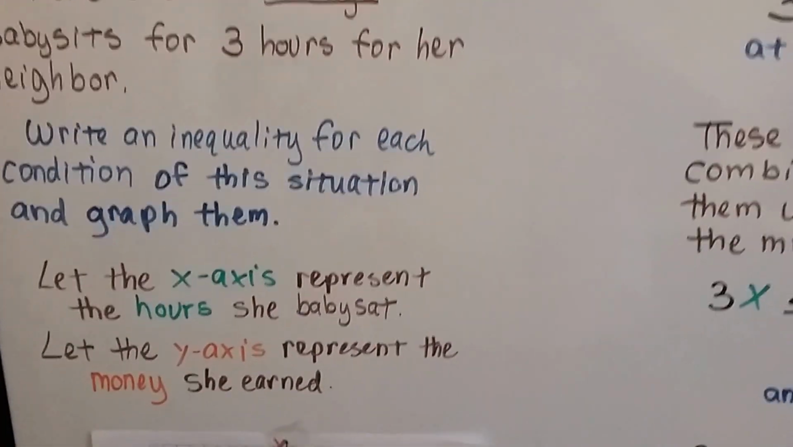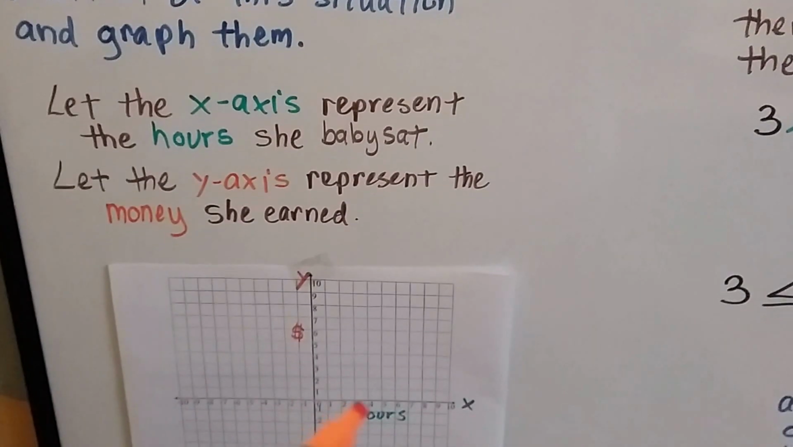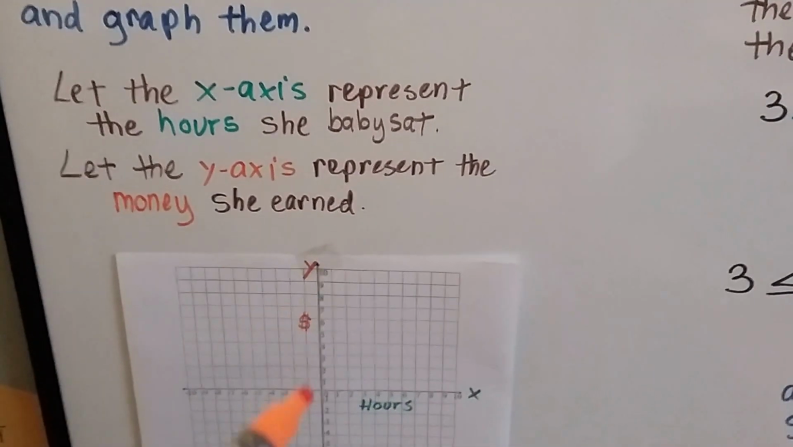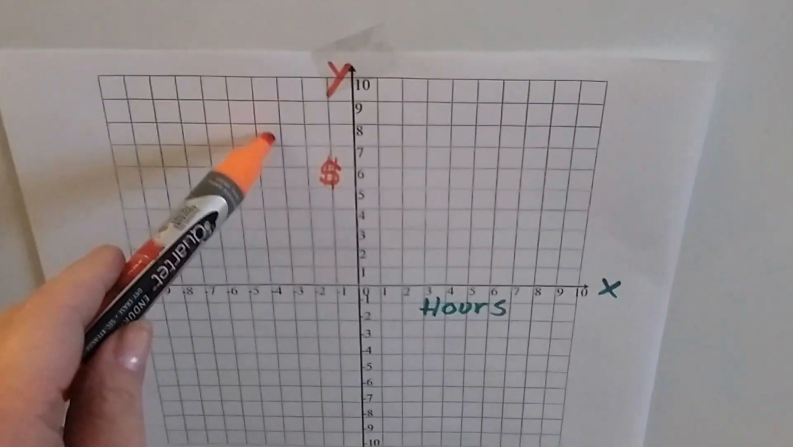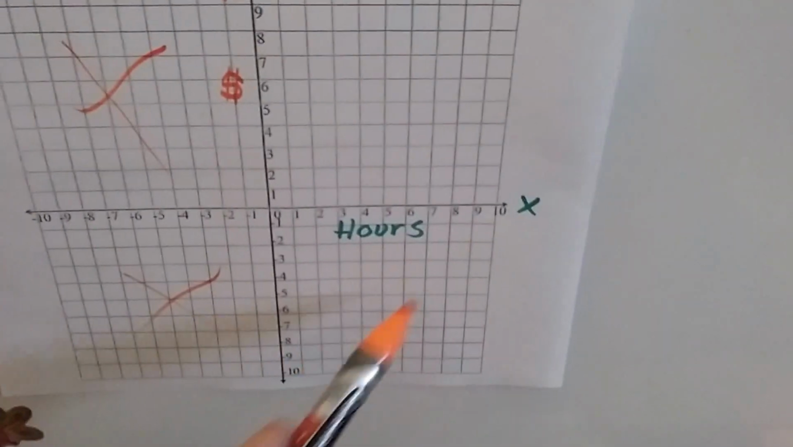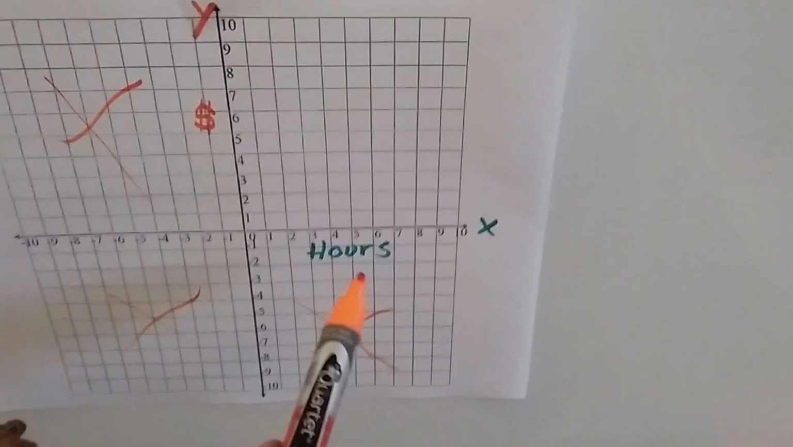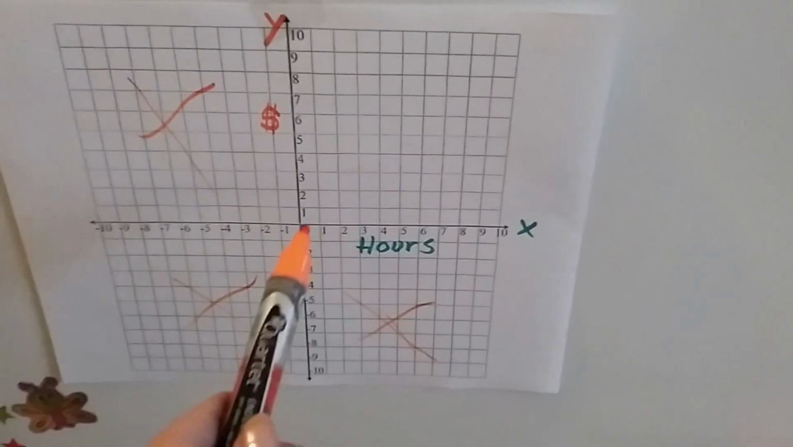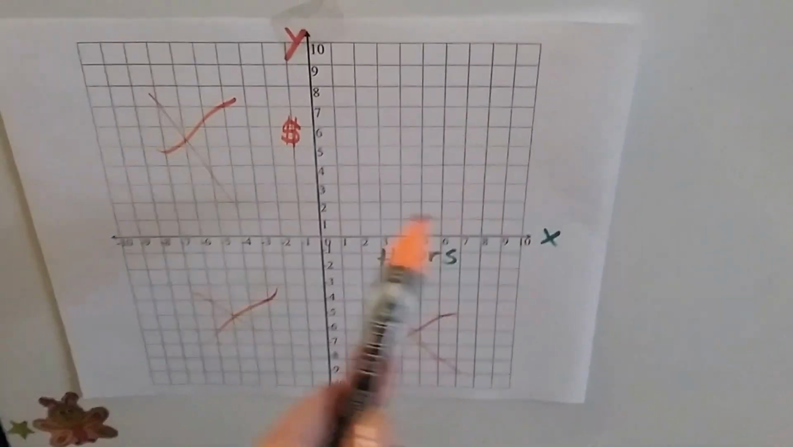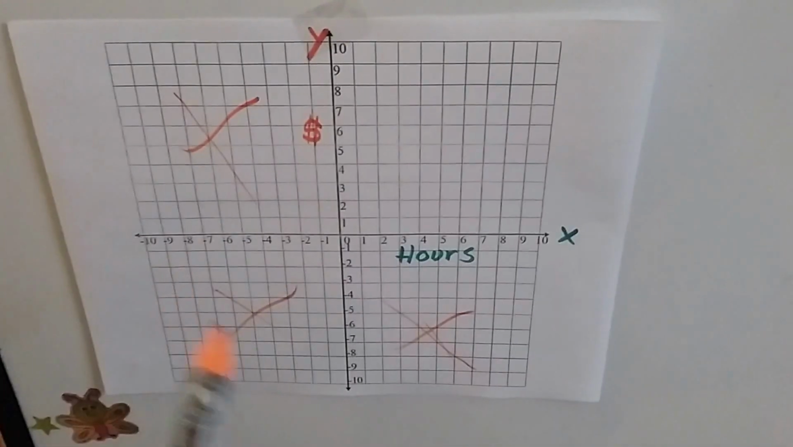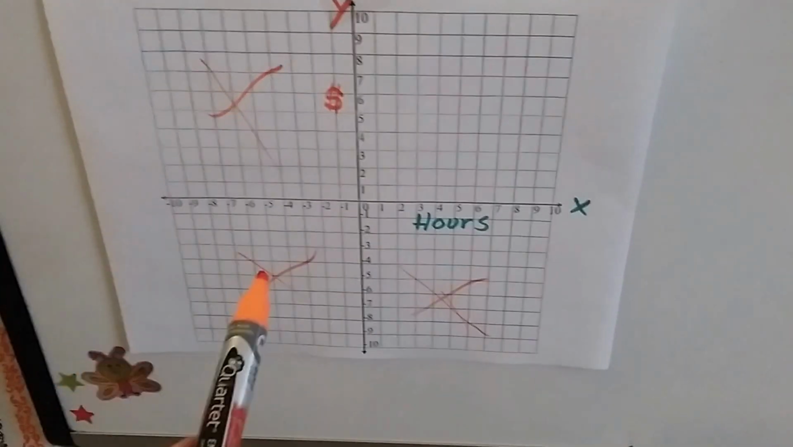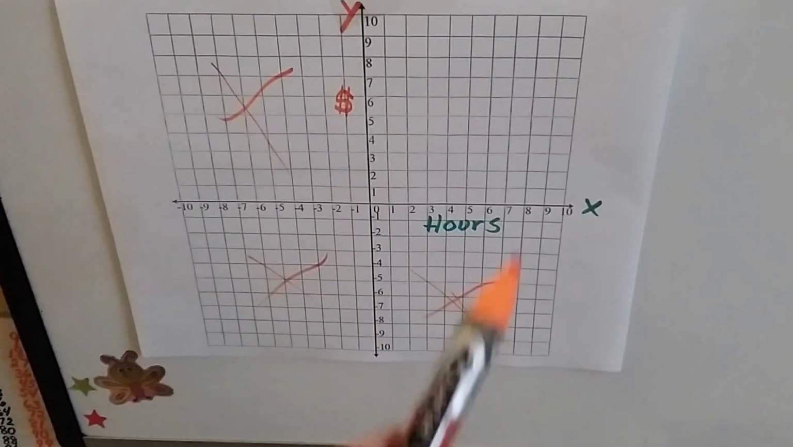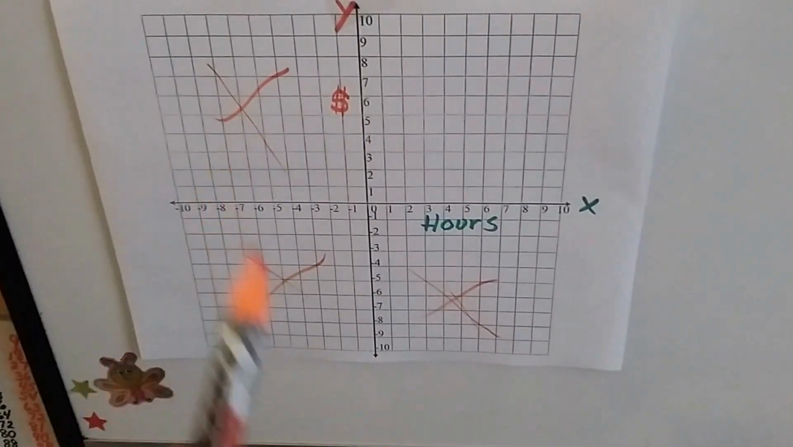So we're going to let the x-axis represent the hours she babysits, and we'll let the y-axis represent the money she earns. And we're not going to use the other quadrants, because she's not going to work negative hours, and she's not going to make negative money, so everything's going to be in this first quadrant. Remember, there are 4 quadrants, and it makes the shape of a C. It starts here as quadrant 1, then 2, 3, 4. And this is a coordinate plane, and it makes the shape of C, like in the word coordinate. So everything's going to be in here.